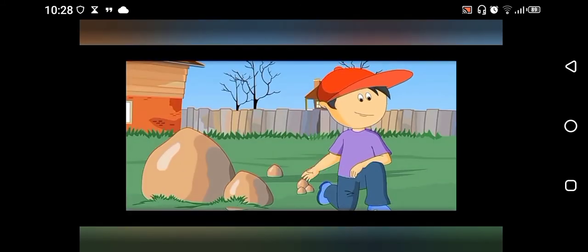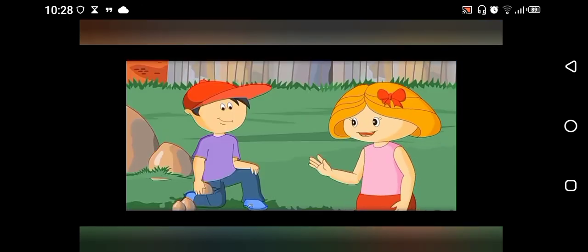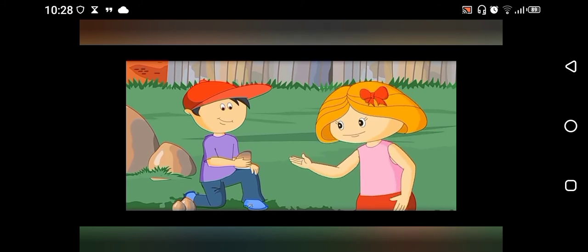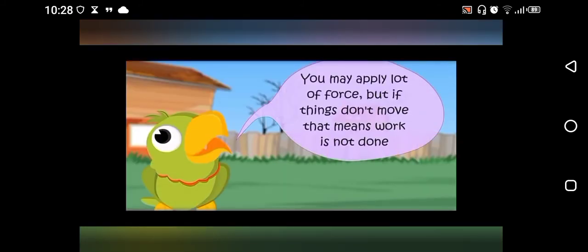Oh, so let me leave this big stone. Let me pick these smaller ones. Yeah, this is the right choice. At least you're moving a few things and some work is being done. You may apply a lot of force, but if things don't move, that means work is not done.